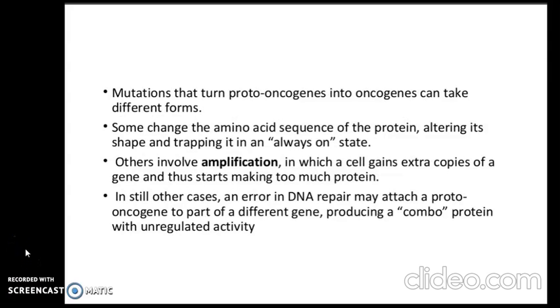Mutations that turn proto-oncogenes into oncogenes can take different forms. Some change the amino acid sequence of the protein, altering its shape and trapping it in an always-on state. Others involve amplification, in which a cell gains extra copies of a gene and thus starts making too much protein. In other cases, an error in DNA repair may attach a proto-oncogene to part of a different gene, producing a combo protein with unregulated activity.